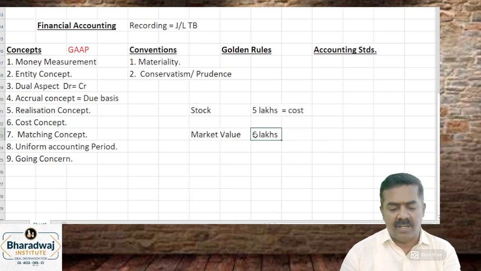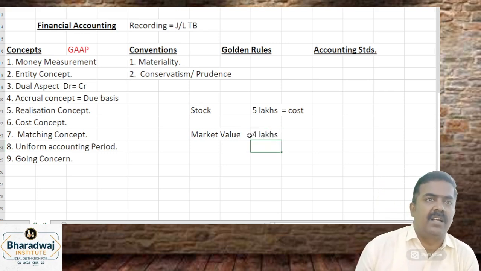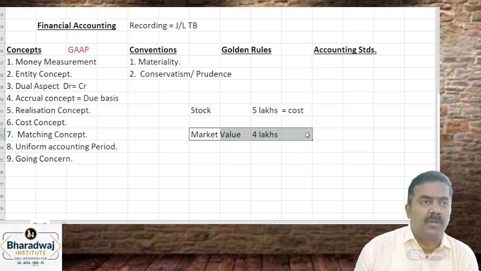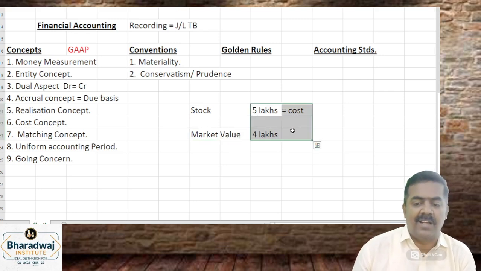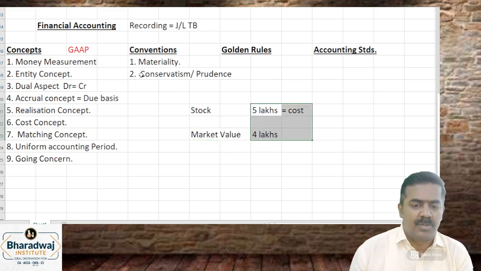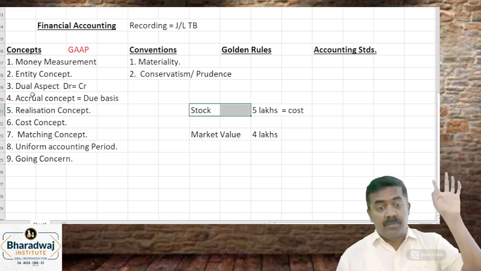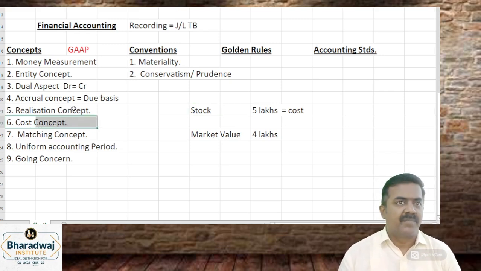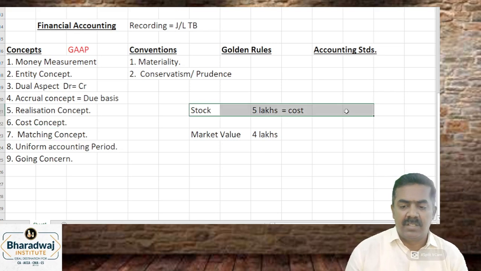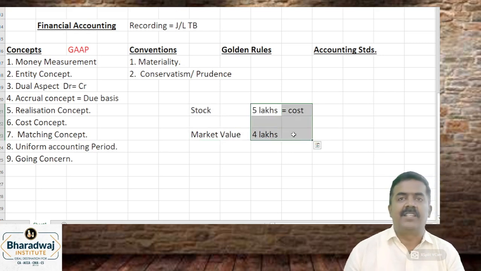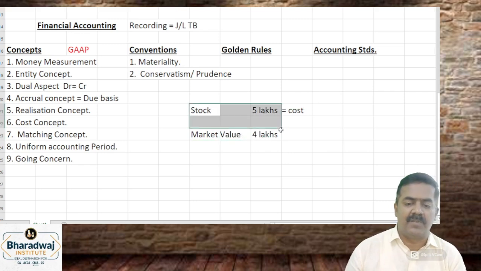Let's assume the market value of the stock at the end of the year is 4 lakhs. Now, valued at cost it is 5 lakh, valued at market value it is 4 lakh. There is an indirect loss of how much? 1 lakh. So conservatism says, while recording you followed the cost concept. At the end of the year, while valuing, take cost or market value whichever is less. Cost or market value whichever is less. The indirect 1 lakh loss, you will record.